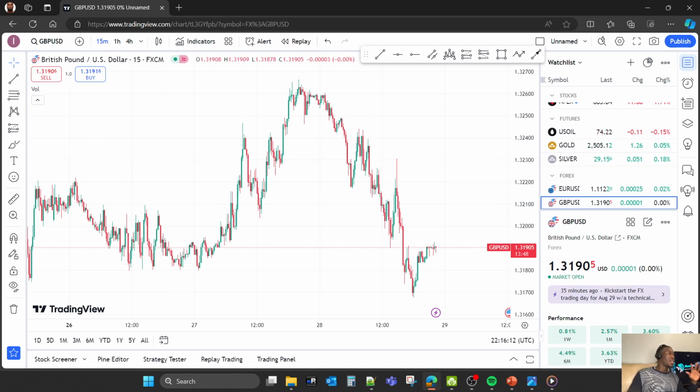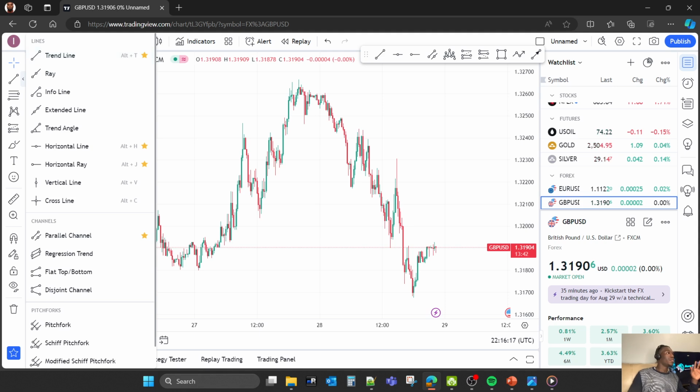The tools that I use are what most people use. If you click here on these lines, you get to see trend lines, and then there's a ray, info line, extended line, and triangle line. But it doesn't mean that they use every single trend line or every channel that you see here. Don't get me wrong. You don't use all these things to trade. You don't even need these types of things. You only need a few of them, which is the parallel channels.